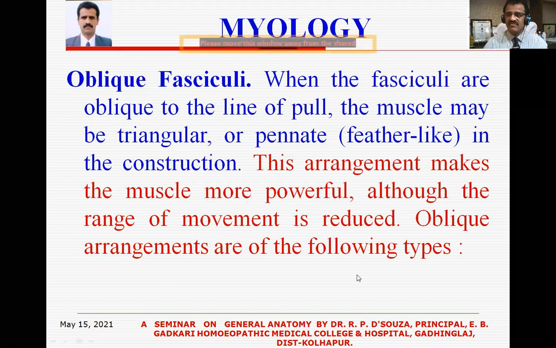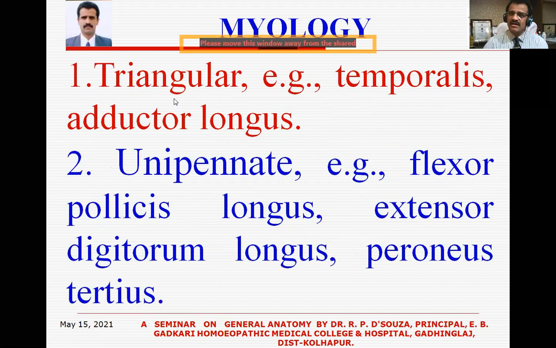Oblique arrangements are of the following types. Triangular fasciculi: we have the temporalis muscle here, which is triangular, and adductor magnus, which is on the medial side of the thigh. Unipinnate means flexor pollicis longus muscle, which we have here. It is unipinnate. Extensor digitorum is also unipinnate. Peroneus longus, which is present on the leg, is also unipinnate.